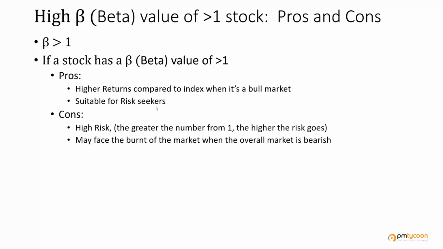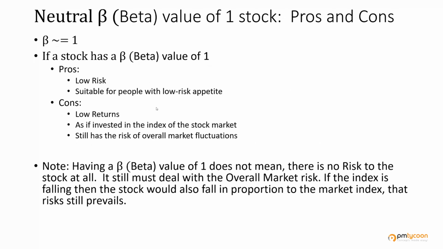When the market is bullish, make sure you are investing in stocks with beta greater than 1. Similarly, stocks with a neutral beta of 1 or close to 1 move as the market moves, as if you're invested in the index itself.